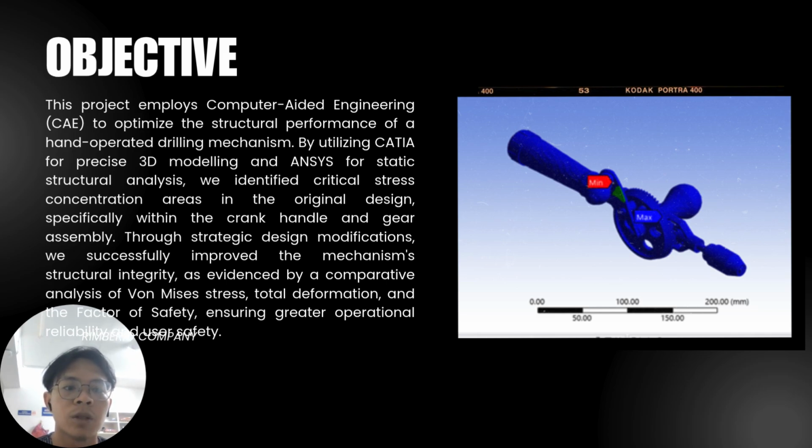We also aim to identify critical regions of the original design, particularly around the crank handle and gear assembly. After identifying these regions, design modifications are considered to improve the strength and reliability of the drilling mechanism. In addition, the selected design was evaluated through material comparison, thermal structural analysis, and topology optimization.